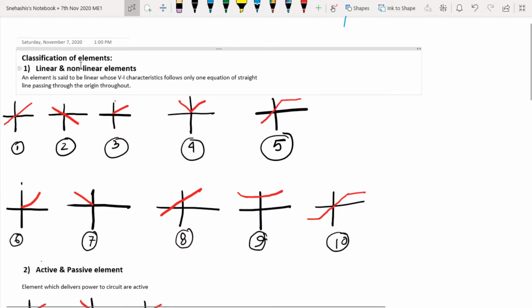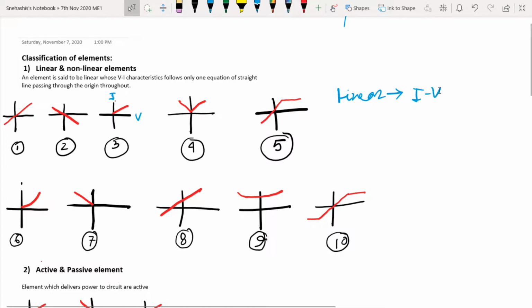First one is linear and non-linear elements. It is said that an element is said to be linear whose VI characteristics follow only one equation of a straight line passing through the origin throughout. Now mind the definition very carefully. An element is said to be linear whose VI characteristics, like here if it is I, it should be your V. So in this case the VI characteristics follow only one equation of a straight line, so it is necessarily a straight line.